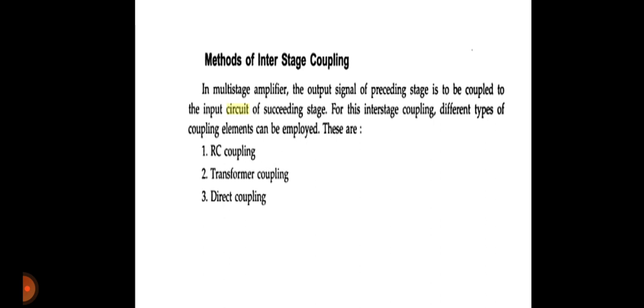Methods of interstage coupling. In a multi-stage amplifier, the output signal of the preceding stage is to be coupled to the input circuit of the succeeding stage. So the previous stage output is connected as input to the next stage. For this interstage coupling, different types of coupling elements can be used. These are RC coupling, transformer coupling and direct coupling.